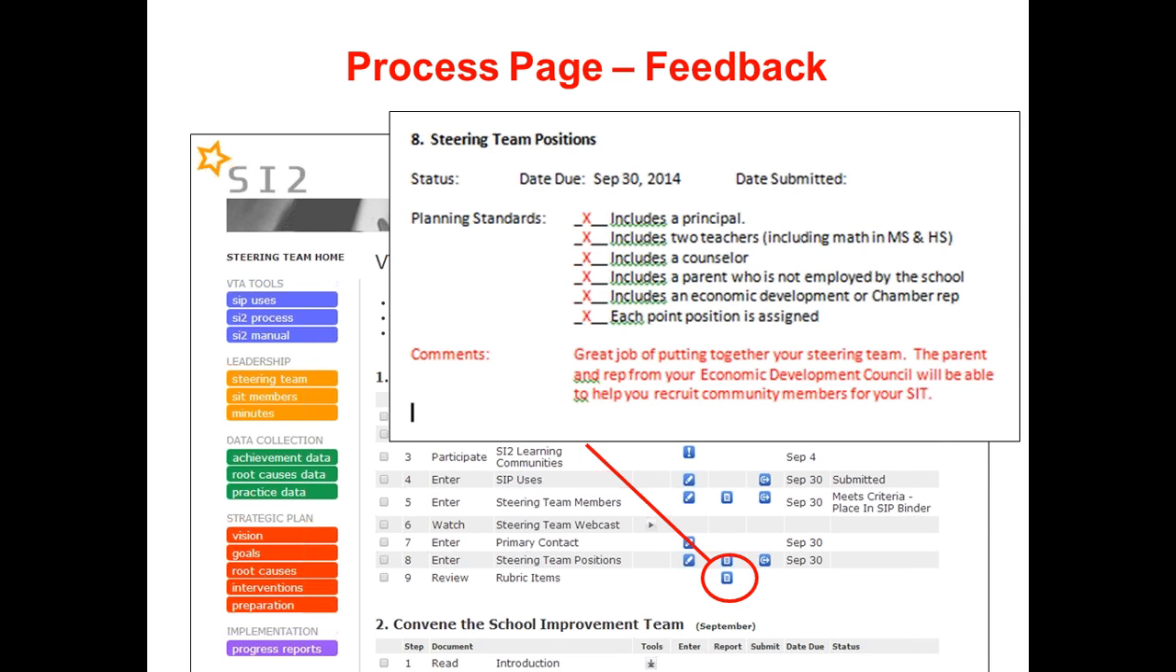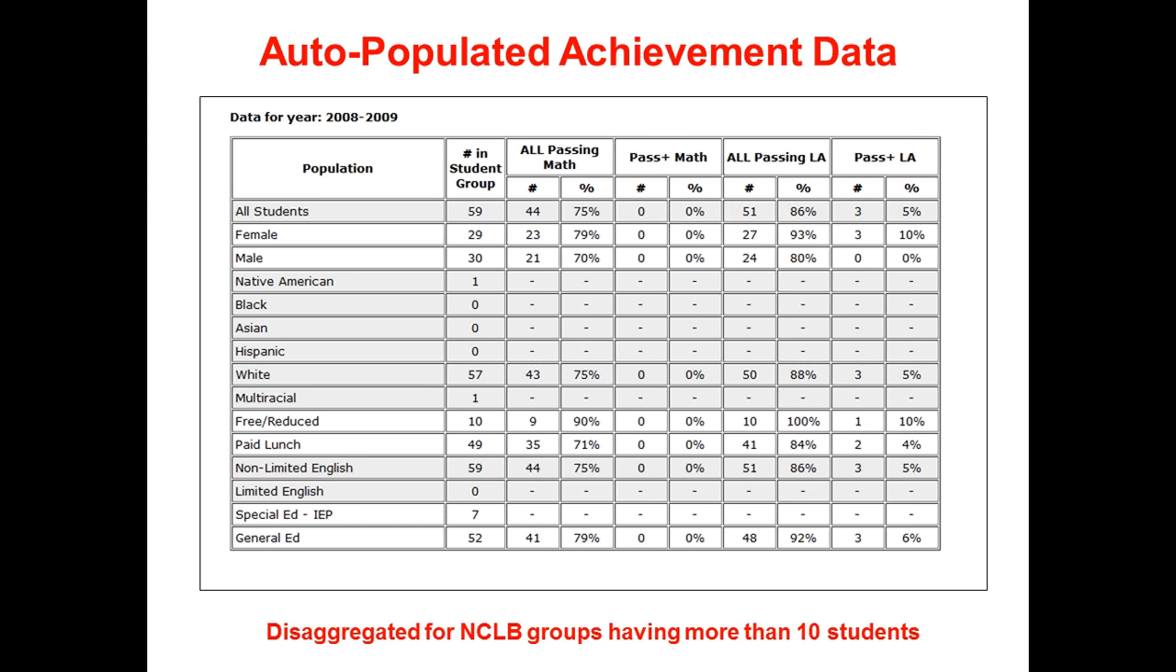So here might be typical feedback for what you're doing today, steering team positions. Our staff would have checked off that you met all those rubric items, and then we'll put in comments. Great job of putting together your steering team. The parent and rep from Economic Development Council will be able to help you recruit community members for your school improvement council. I think it's very nice that you can get that written feedback right there when it comes from our staff.